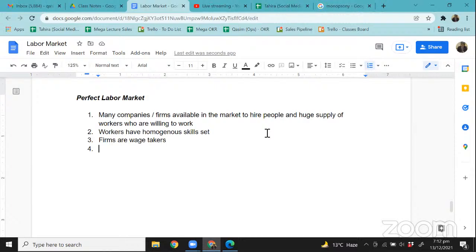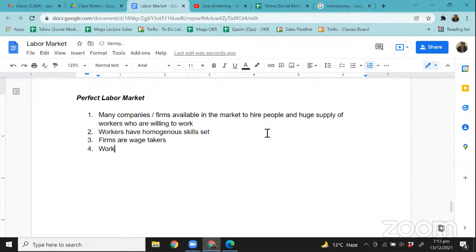There's Mega Lecture, there would be other schools, there would be other online teaching platforms. So if Mega Lecture is offering less compensation compared to other similar companies, then why would any teacher or any person want to work with Mega Lecture? Are you getting it? So that is what it means that firms are wage takers. They hire workers at the prevailing market wage rate.